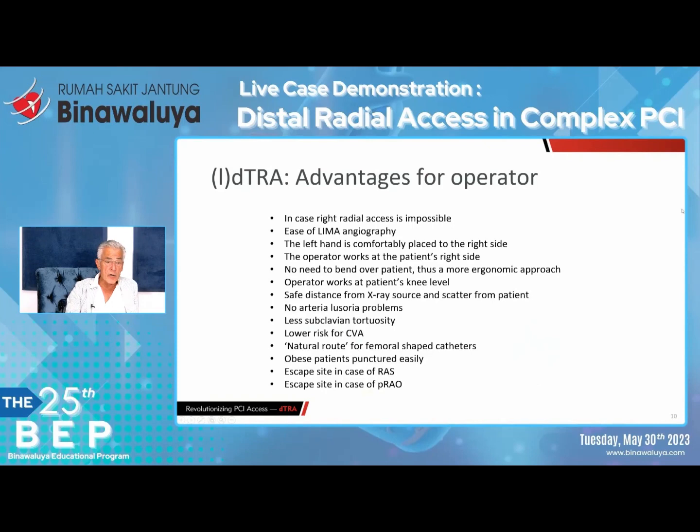From the left side, there are no arteria lusoria problems, but that's a rare problem anyhow. There's less subclavian tortuosity. There is a lower risk for CVAs when approaching the coronaries from the left side. Like I mentioned before, natural route for femoral-shaped catheters. In case of radial artery spasm in the forearm, you still feel a good pulse in the snuffbox because of collateral connections, which allows you to puncture the radial artery just as well, but now a little bit more on the proximal side. And it's even possible to open up occluded radial arteries from the snuffbox by a retrograde passage of a wire through an occluded segment.